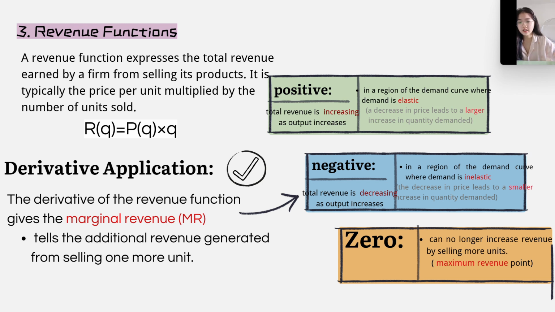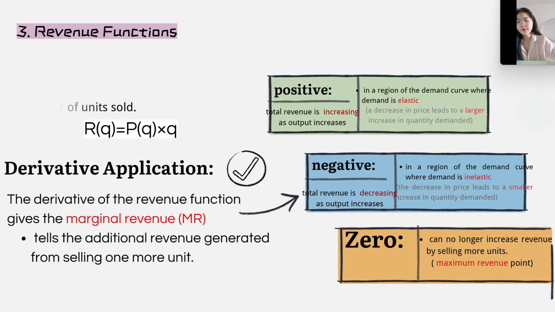If the derivative is negative, then it means the total revenue is decreasing as output increases. It often happens when the firm is in a region of the demand curve where demand is inelastic, which means that a decrease in price leads to a smaller increase in quantity demanded. If the derivative is zero, then it means the firm can no longer increase revenue by selling more units. This often occurs at the maximum revenue point.